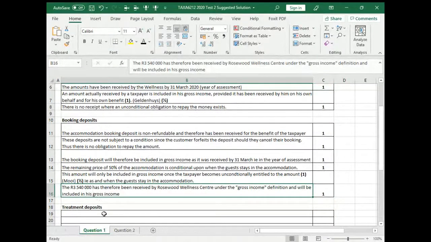So therefore, you conclude based on your booking deposits that 3.5 million will be received by the centre, and that is included in your gross income in terms of the definition. Okay, so that is the booking deposit. So you're all okay with the booking deposit because it's non-refundable. It should be included in your gross income.